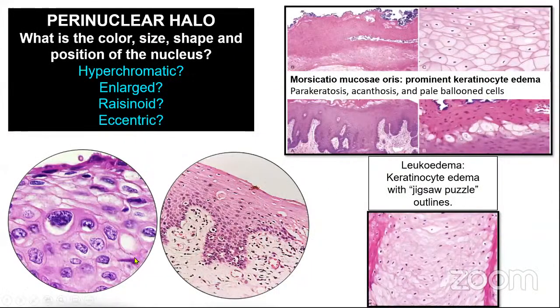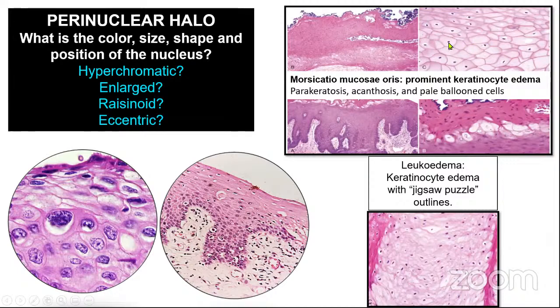Then we look at the perinuclear halo. You see a perinuclear halo. What is the color, the size, the shape, and the position of the nucleus? So is the nucleus hyperchromatic? Is it enlarged? Does it have a raisinoid border? Is it eccentric? Or is it in the center of the cell, not pushed to any one side?